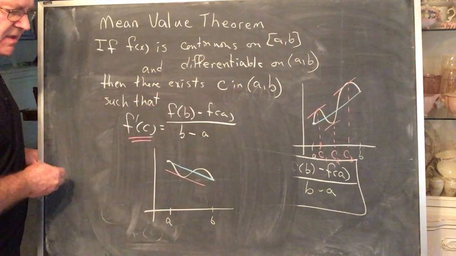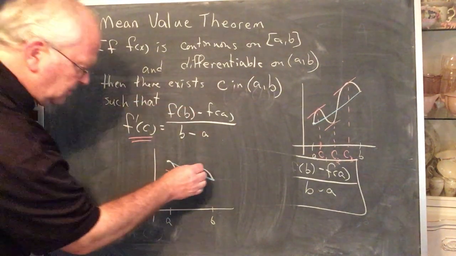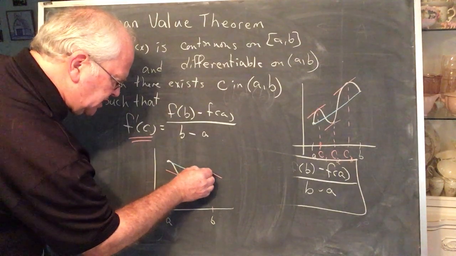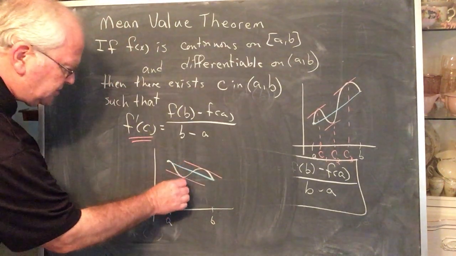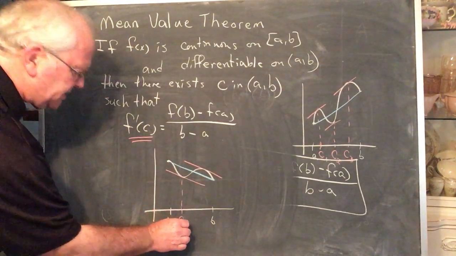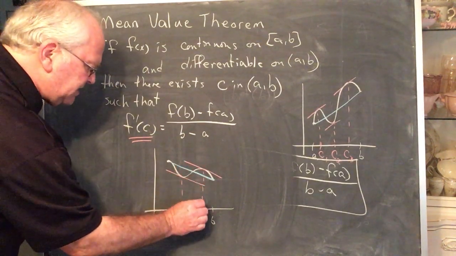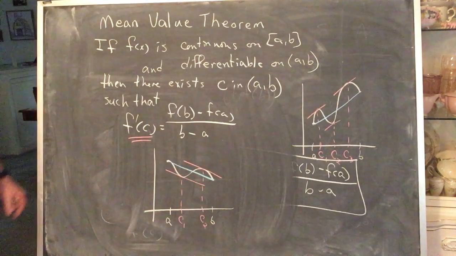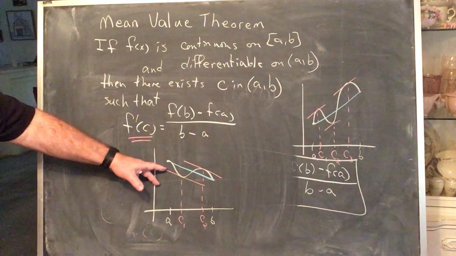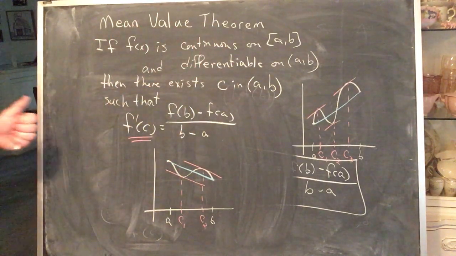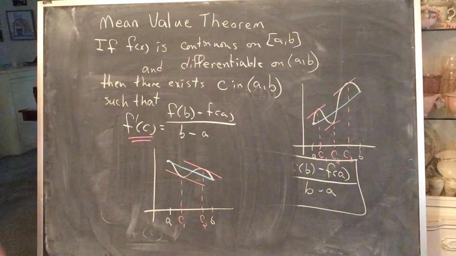That's what this represents. In this particular case, it looks like we had a couple choices for our value of c. We could have chosen this to be c, I'll call it c number 1. We could have chosen this to be c, I'll call it c number 2. There's no guarantee that there will be 2 or 3 or more, but it does guarantee there must be at least one. So that's the mean value theorem.